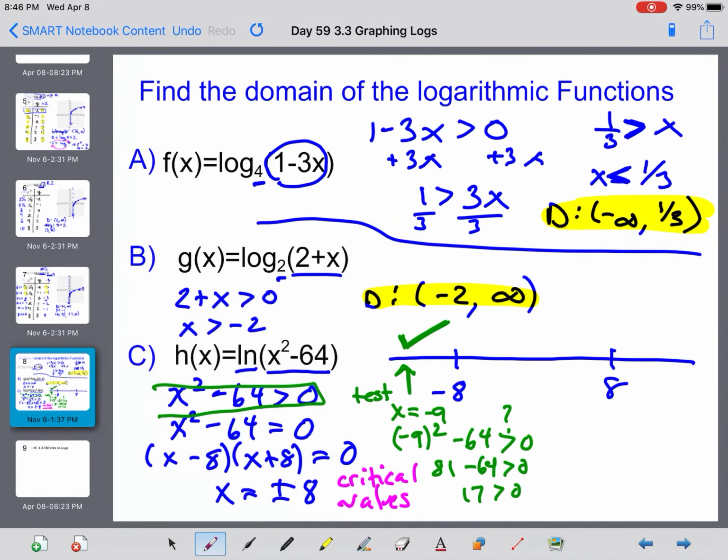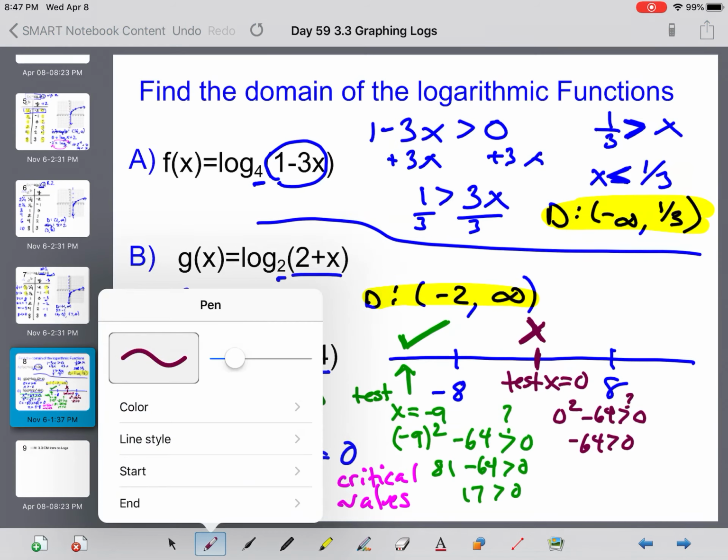I'm now going to move on and test my next interval. So I'm going to test somewhere between -8 and 8. Again, it's your choice what value you want to pick. I like to test 0 wherever that interval falls because it's typically an easy one to plug in. So let's see what happens. Is 0 squared minus 64 greater than 0? Well, this would be -64 greater than 0. That's false. So that tells me that this interval in the middle doesn't work. So I cannot have values between -8 and 8.